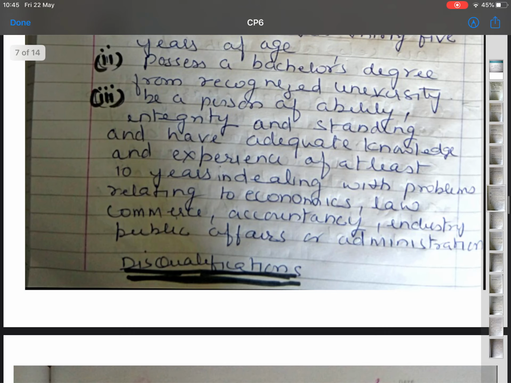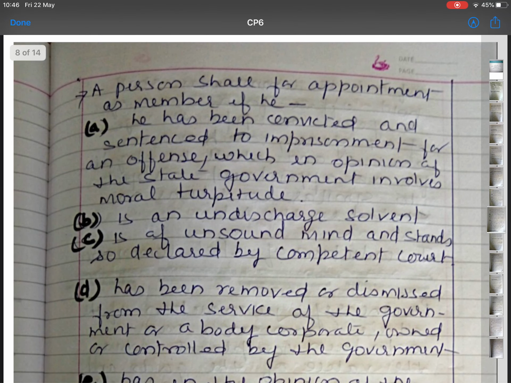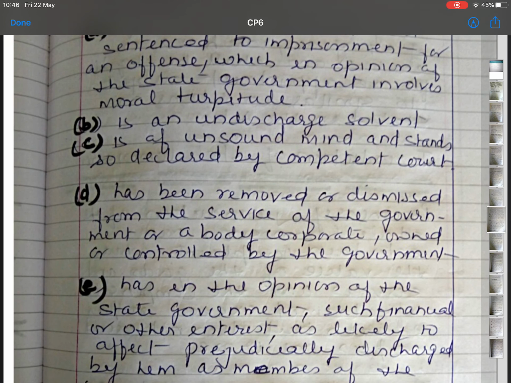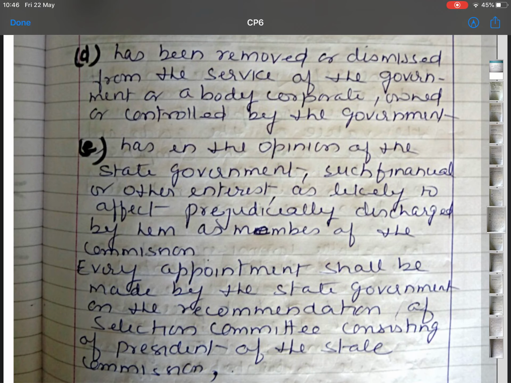Now the next is disqualification. A person shall not be appointed or shall not be eligible for appointment as a member if he has been convicted and sentenced to imprisonment for an offence which in the opinion of the state government involves moral turpitude, or is an undischarged insolvent, or is of unsound mind and stands so declared by a competent court, or has been removed or dismissed from the service of the government or a body corporate owned or controlled by the state government, or has, in the opinion of the state government, such prejudice against the functions of the commission that his functioning will be affected.